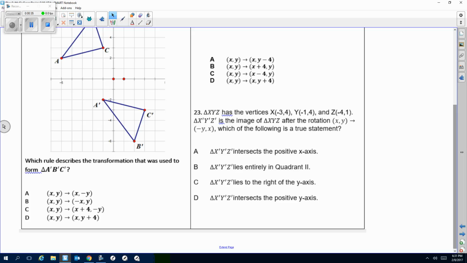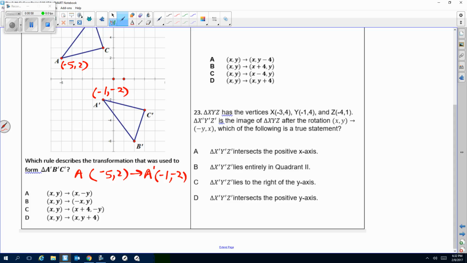The best way to do this, I would try to look at the coordinates. So A right here is a negative 5, 2, and it changes A prime to a negative 1, negative 2. And then knowing that it goes from negative 5, 2 to negative 1, negative 2, I want to figure out which answer choice would work if I'm doing this change. They're trying to show you how it's mapping. So this says that the x stays, but the y changed. Well, if I look at my x's, they didn't stay the same. So that gets canceled out.